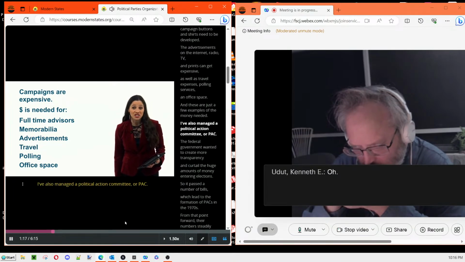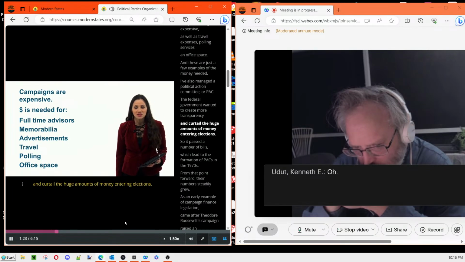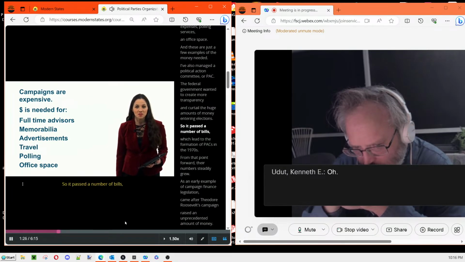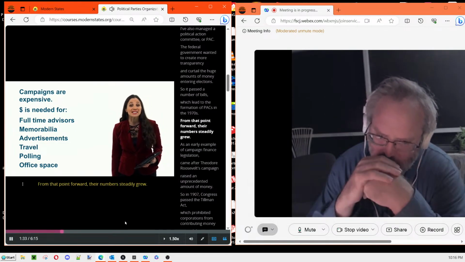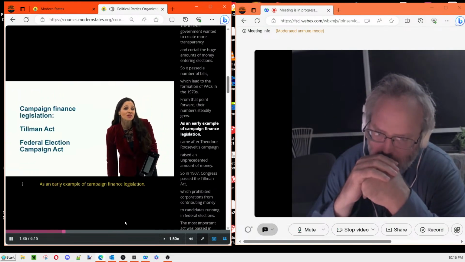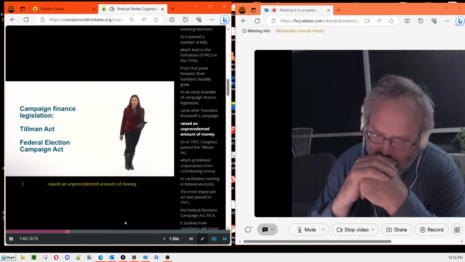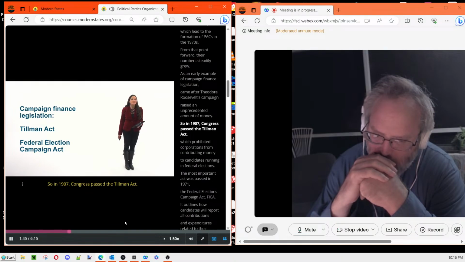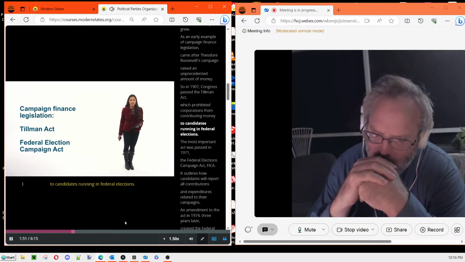I've also managed a political action committee, or PAC. The federal government wanted to create more transparency and curtail the huge amounts of money entering elections, so it passed a number of bills, which led to the formation of PACs in the 1970s. From that point forward, their number steadily grew. An early example of campaign finance legislation came after Theodore Roosevelt's campaign raised an unprecedented amount of money. So in 1907, Congress passed the Tillman Act, which prohibited corporations from contributing money to candidates running in federal elections.